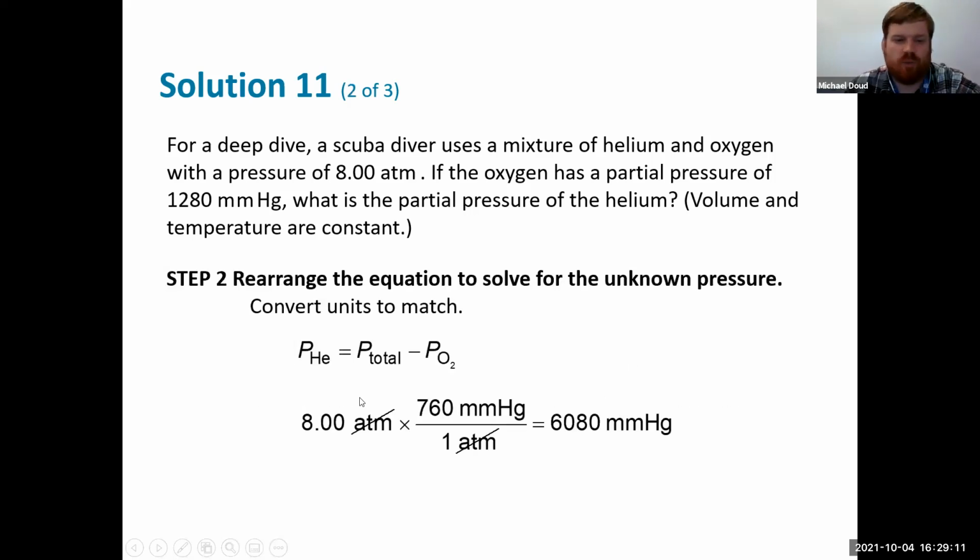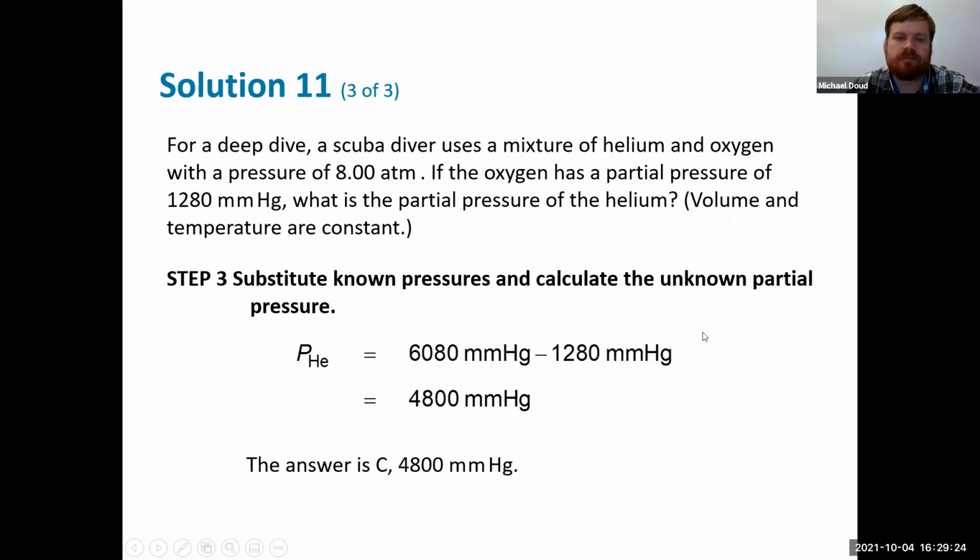So let's take that total pressure, 8.00 atmospheres, and convert it to millimeters of mercury using our conversion factor. There's 760 millimeters of mercury for every 1 atmosphere. That gives us 6,080 millimeters of mercury. Okay. The partial pressure of helium then is 6,080 millimeters of mercury minus 1,280 millimeters of mercury for a total of 4,800 millimeters of mercury.